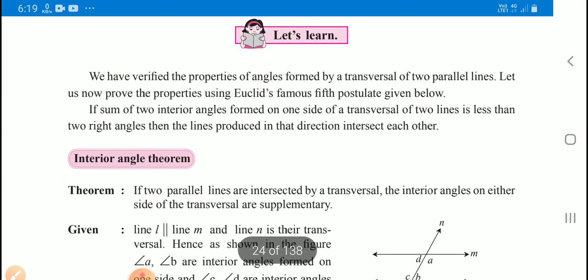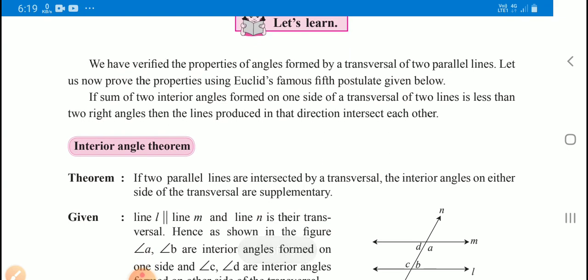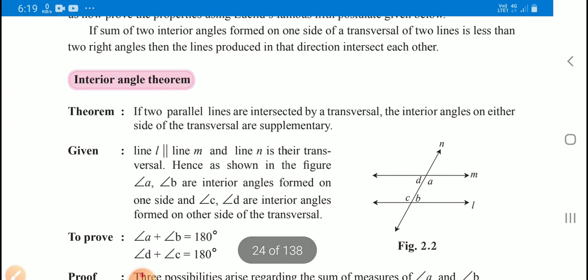We'll use Euclid's postulate. That is, if the sum of the two interior angles formed on one side of a transversal of two lines is less than two right angles, then the lines produced in that direction intersect each other. Means what we want to prove? The interior angles, they are supplementary. If one pair of interior angles is supplementary, then the other side's pair is also supplementary.